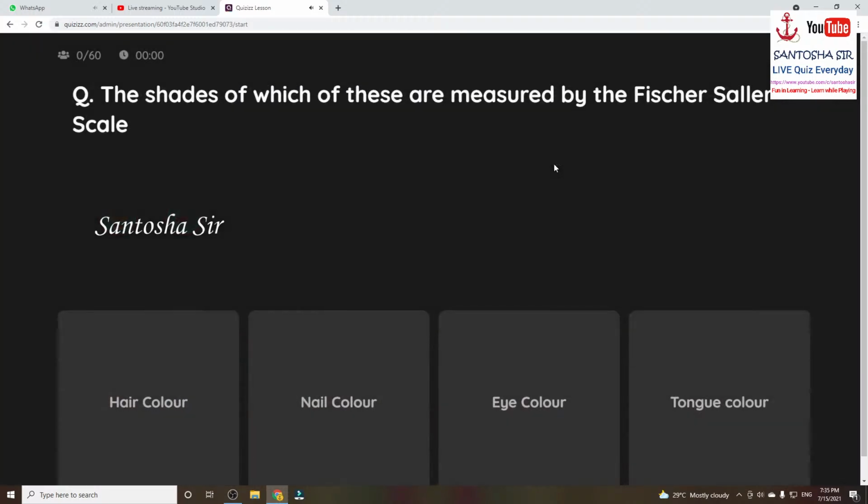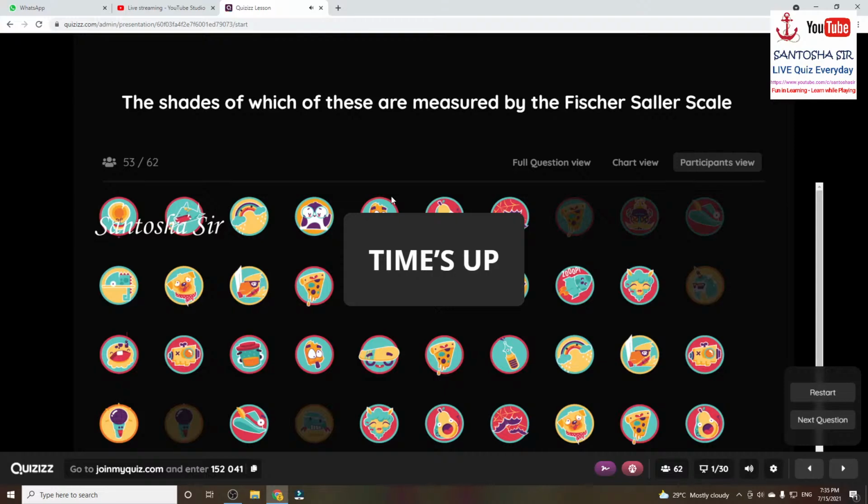First question on your screens now. The shades of which of these are measured by the Fisher-Salyer scale? Is that hair color, nail color, or eye color, or color of the tongue? Have you ever heard? But I'm sure you might have seen it multiple times.